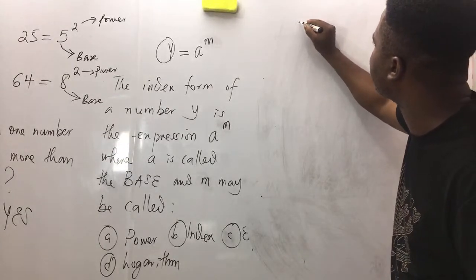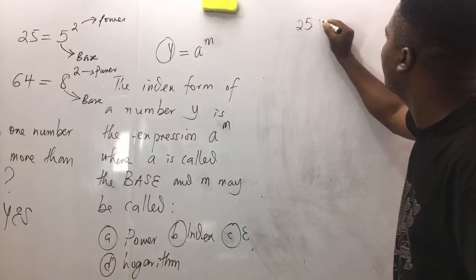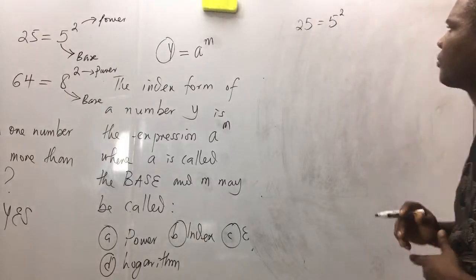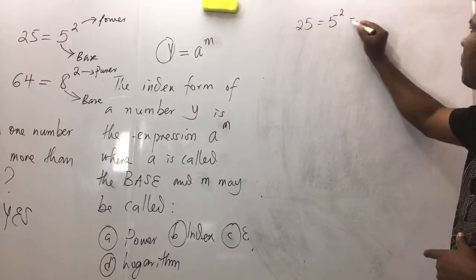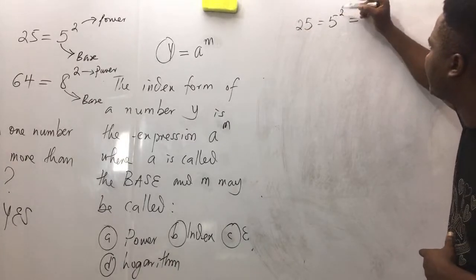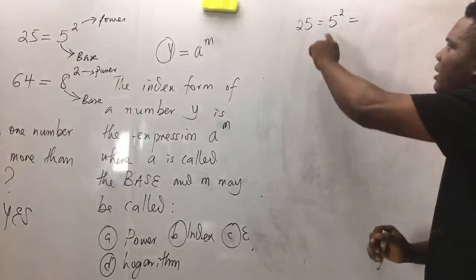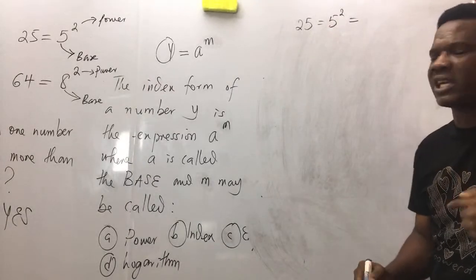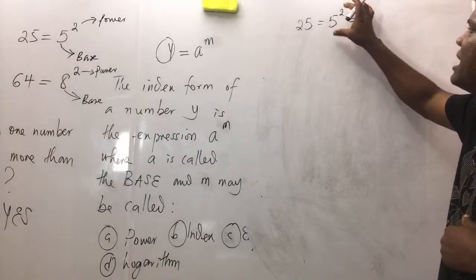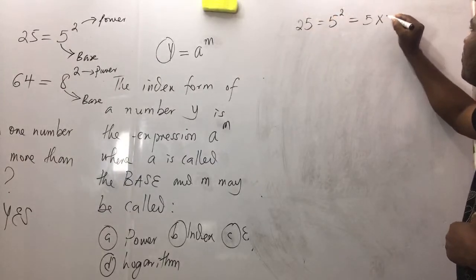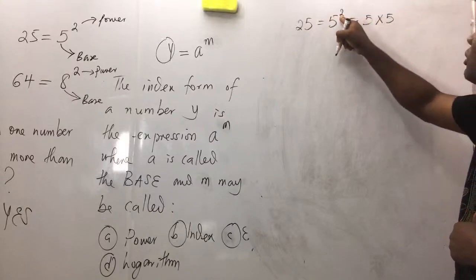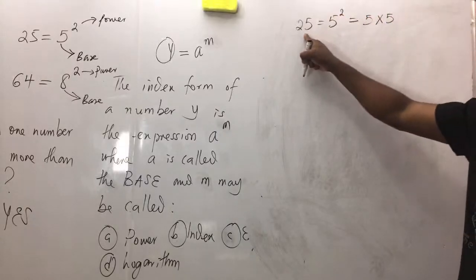So let's look at this again. 25 being 5 raised to the power 2. 25 expressed in index form as 5 raised to the power 2 implies that the power here tells the number of times the base will multiply itself. So if you have 5 raised to the power 2 as the index form of 25, this means that 5 would multiply itself 2 times to get 25.